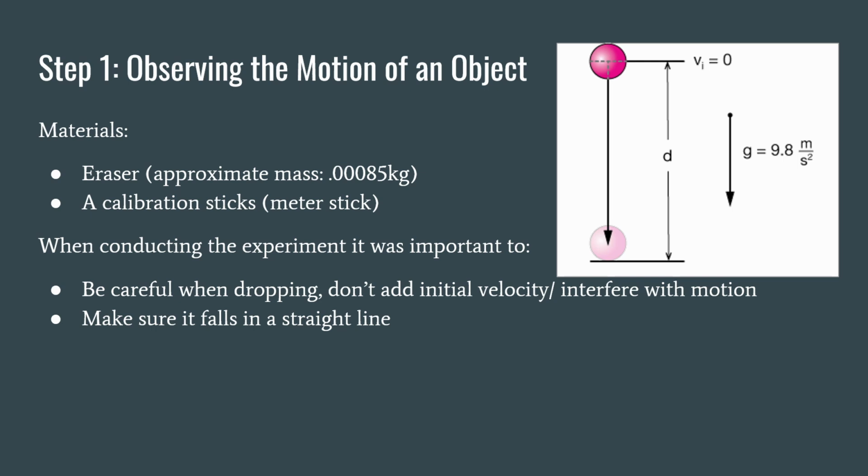The important materials that we need are, we're using an eraser with a mass of 0.0085 kilograms, and then a calibration stick, and this is just a 1 meter stick. And then when conducting this experiment, it's important to be careful when you drop it. Make sure you're literally just dropping it and not adding any velocity to it. And then make sure it falls in a semi-straight line.